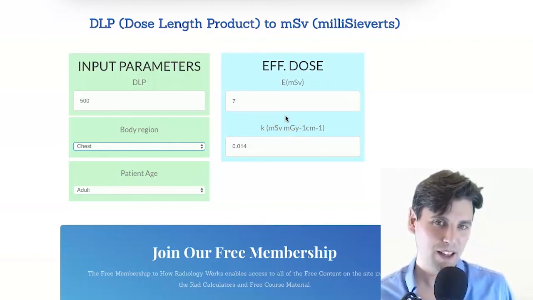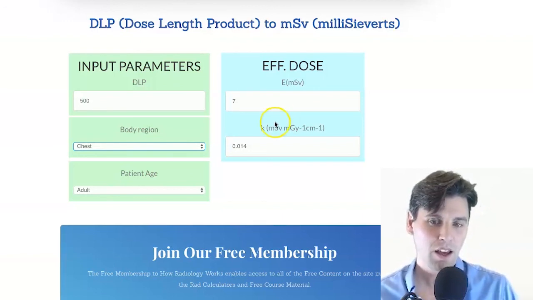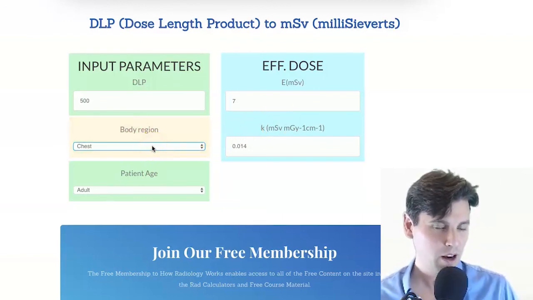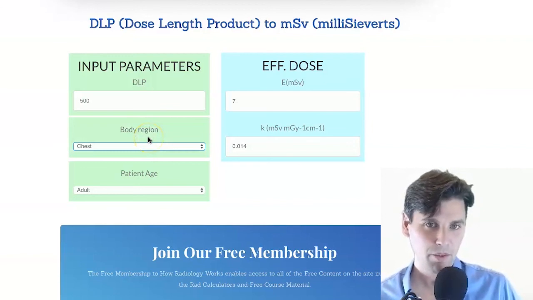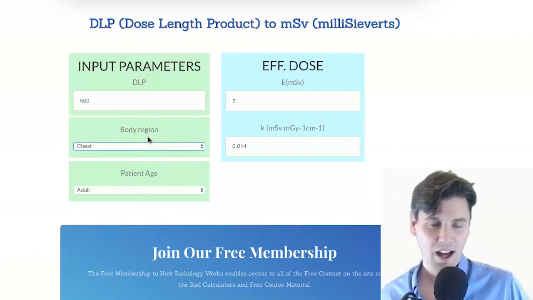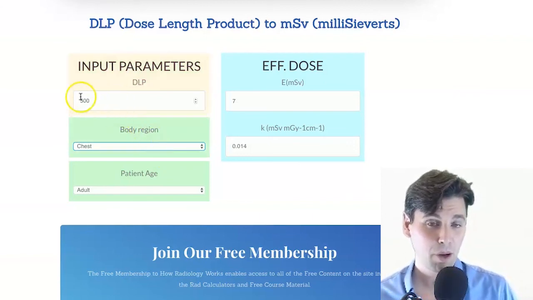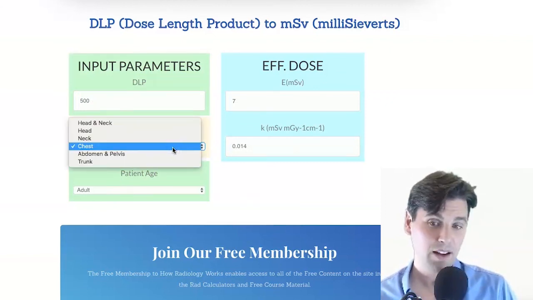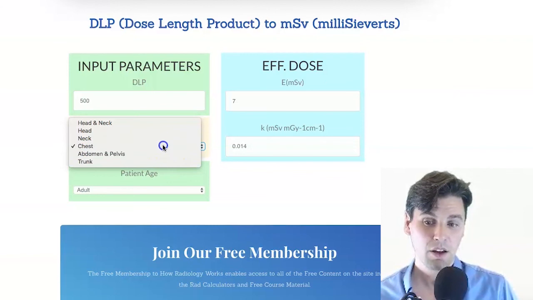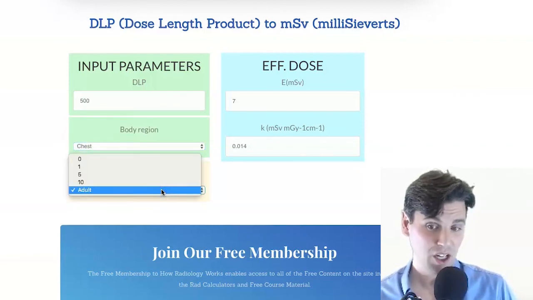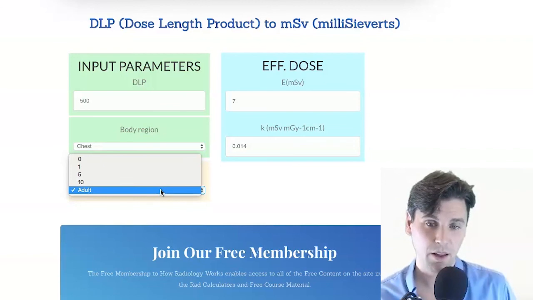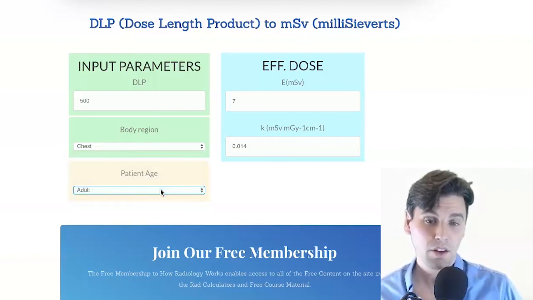So these are just a couple examples, but you can go through on your own and play around and really see, for these typical types of exams, I'm used to a certain CTDI. I multiply that CTDI by the length. That's the DLP. That's the number we input here. And then we look at what would be the effect if we change to a different body region or if we change to different patient ages. And like we saw, the younger the patient, the more radiosensitive, and the longer they have in their life to develop cancer, for instance. So the higher the weighting for the effective dose.